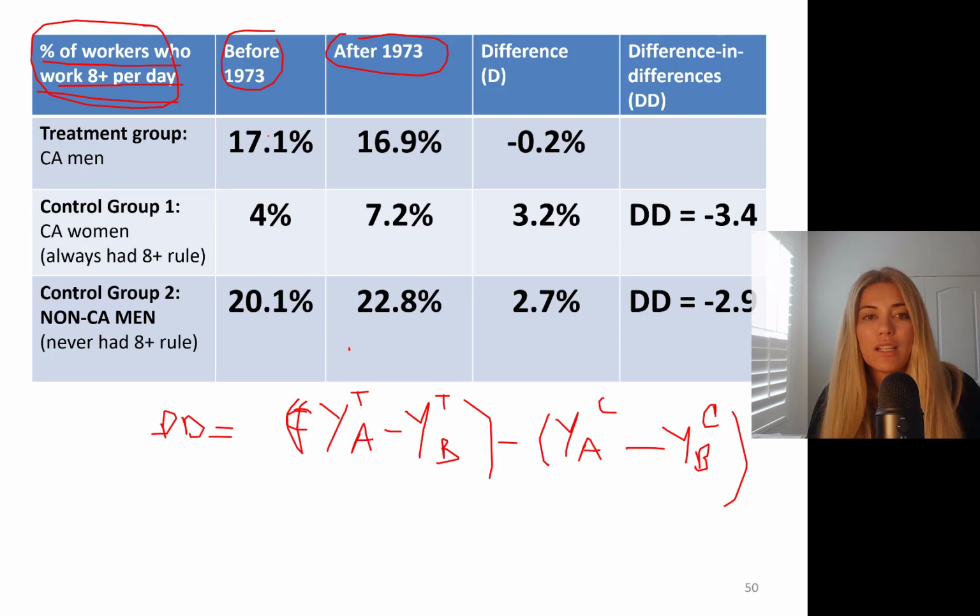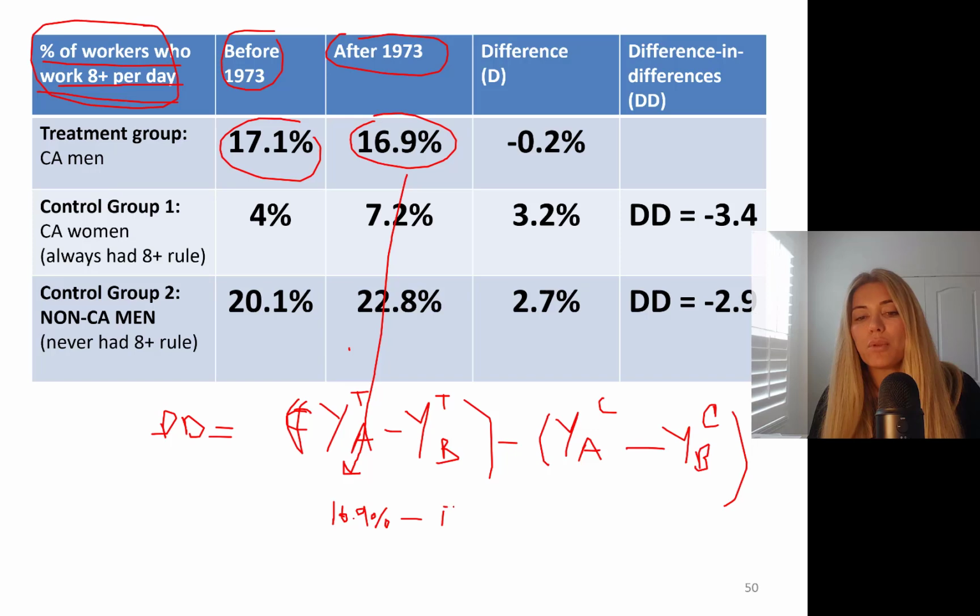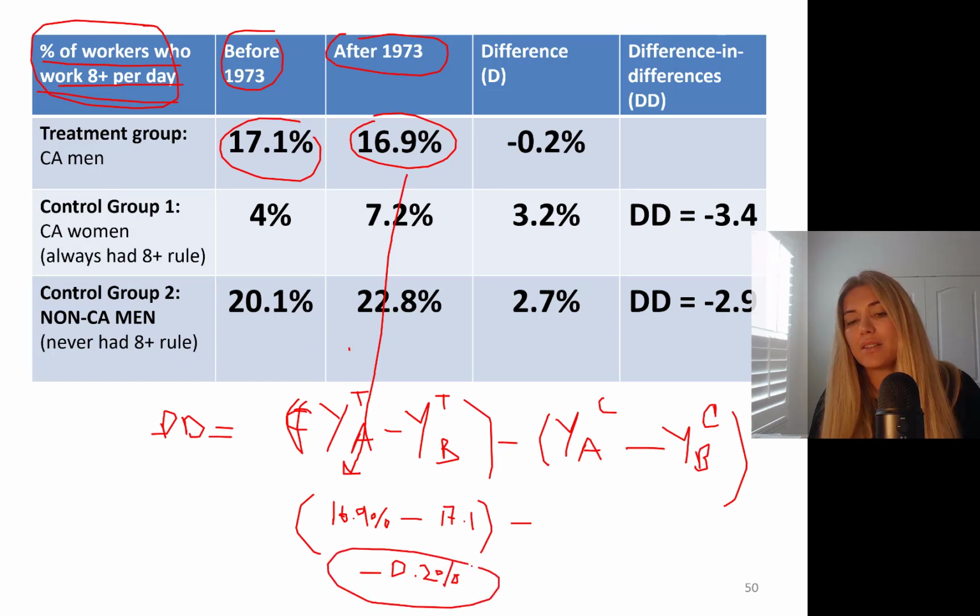So for California men after treatment, 16.9% worked more than 8 hours per day, I expected it to go down, minus before the 1973 policy change, when 17.1% of these men worked more than 8 hours per day. Interesting. So there's a decline of 0.2%. Was this the policy? Maybe there is a trend in the nation, right? So you need to take off the control group. The control group is a group that had no change.